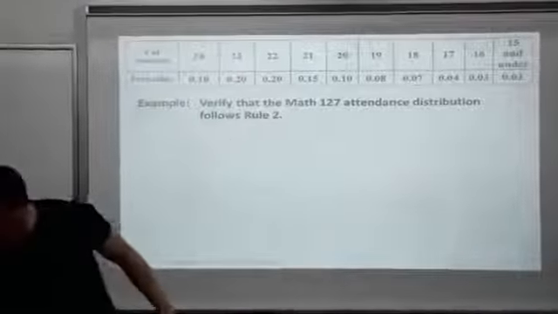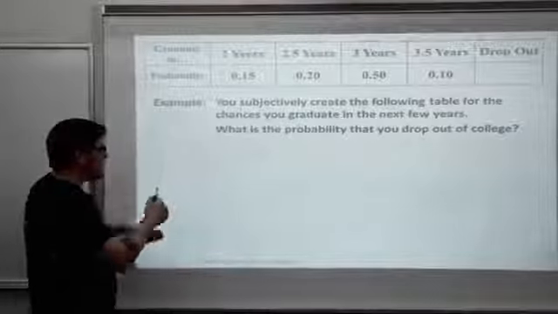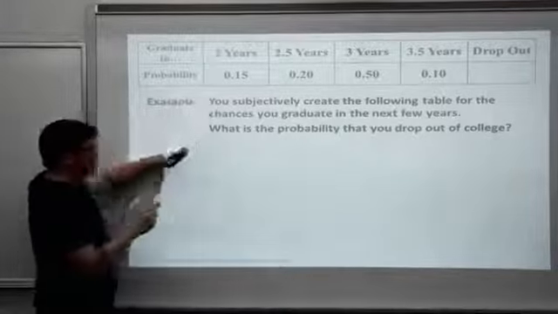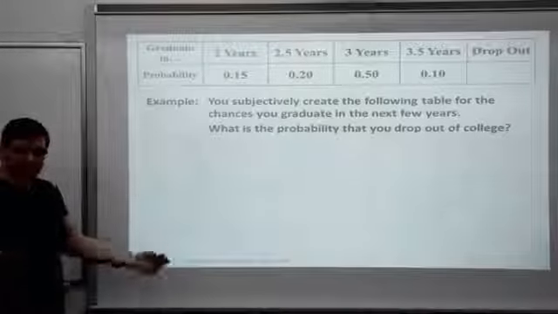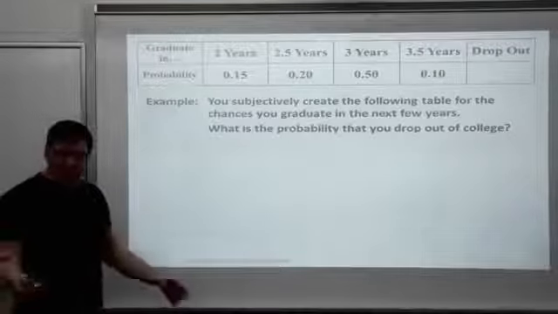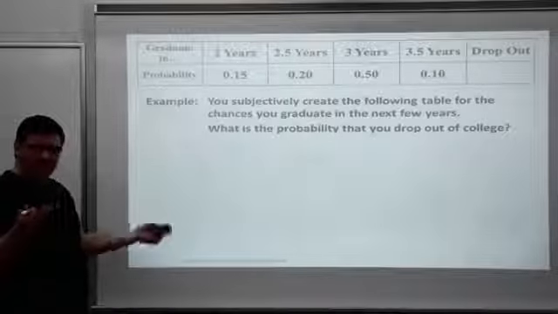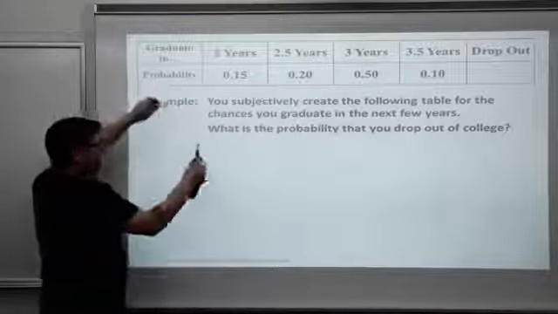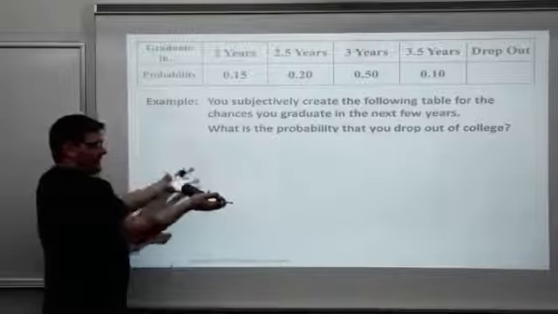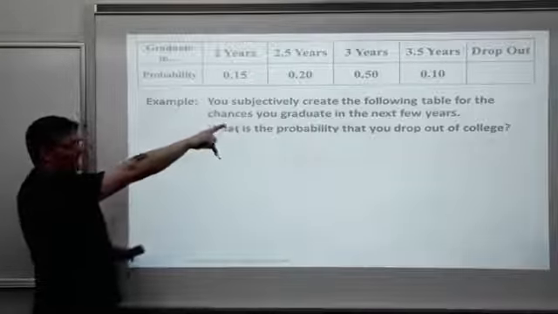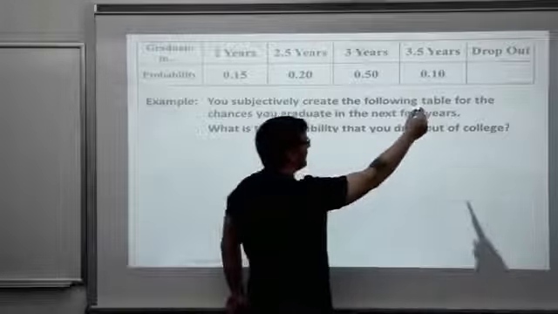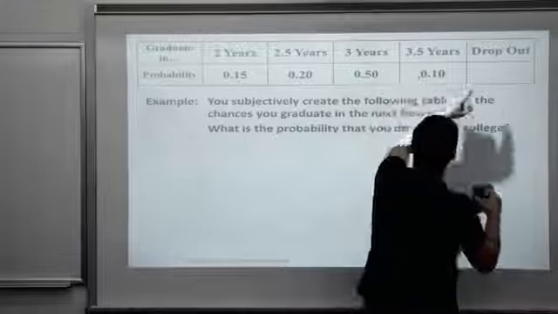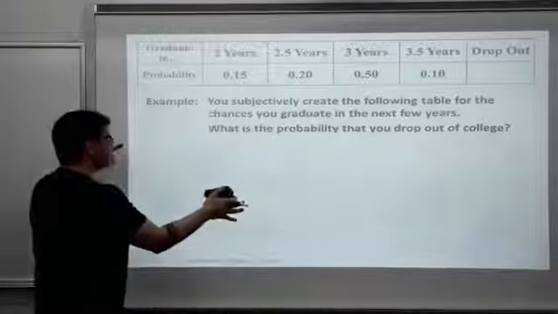Tends to get more difficult for students just based on experience. Here's a second example down at the bottom of the page. You subjectively create the following table for your chances to graduate in the next few years. So you're a new enrollee here at Cecil College and somebody says, well, what do you think the chances are you graduate in 2 years? What about 2.5, 3, 3.5? What's the probability that we drop out of college? See, there's one blank box down on the right. I wish I could put a 0 here, but from a probability standpoint, these simple probabilities have to add up to 1 by rule 2.